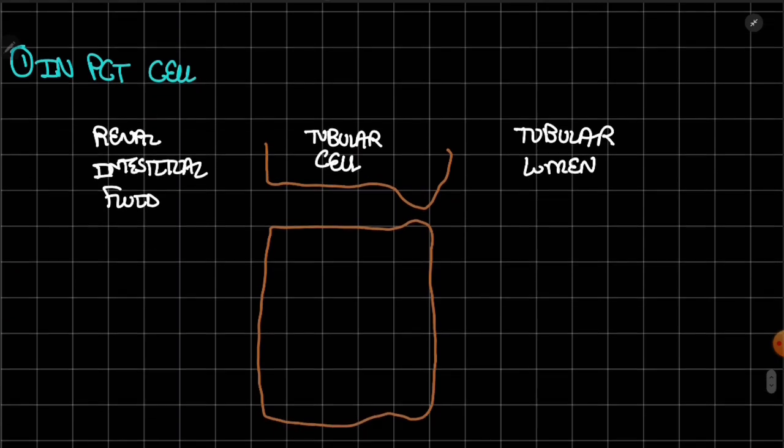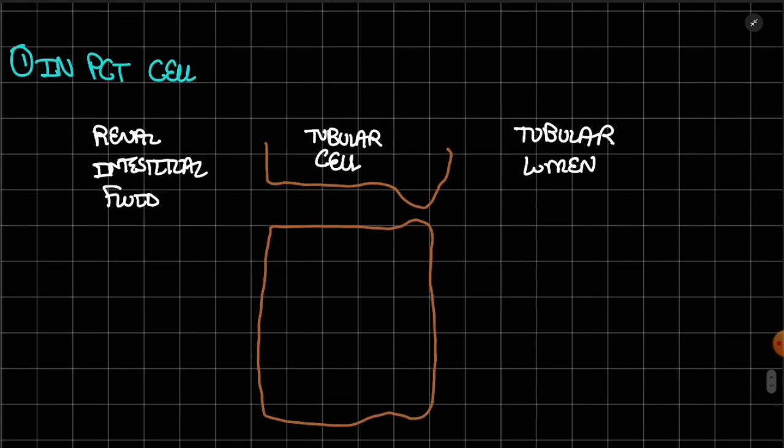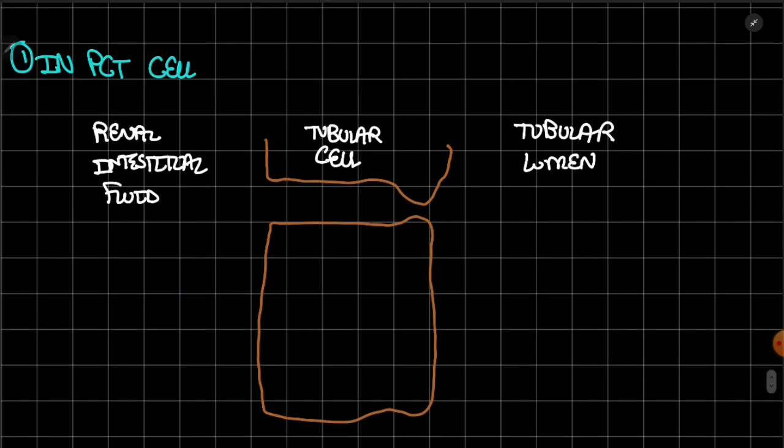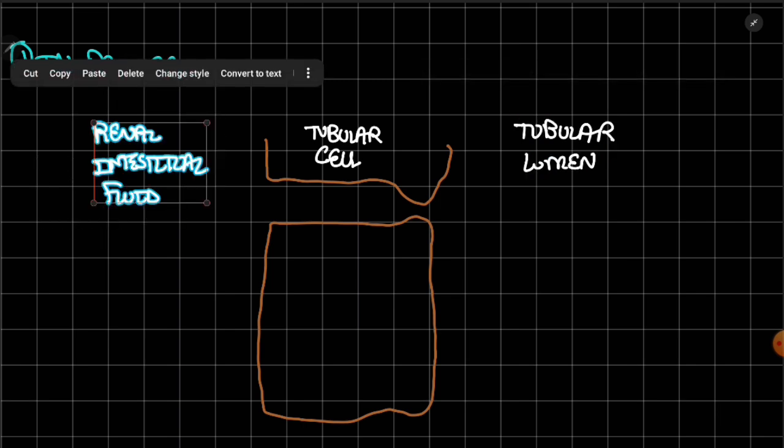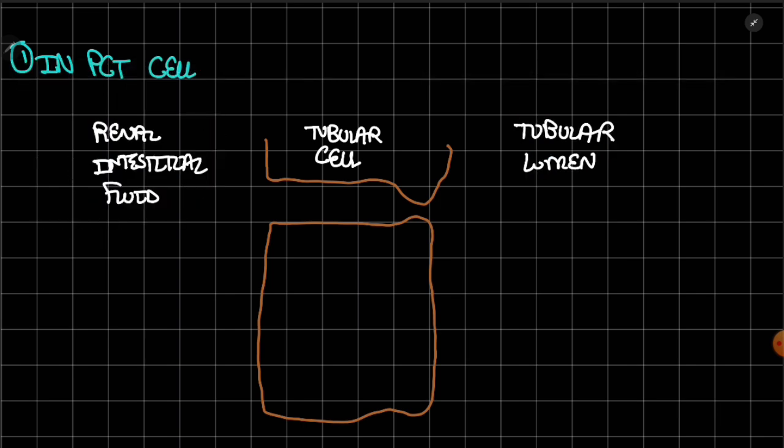Imagine this is the tubular cell, or the PCT cell. This brown color structure is the tubular cell. On my right side it is the tubular lumen, and on my left is the interstitial fluid, or the renal interstitial fluid. Now PCT is the first structure.